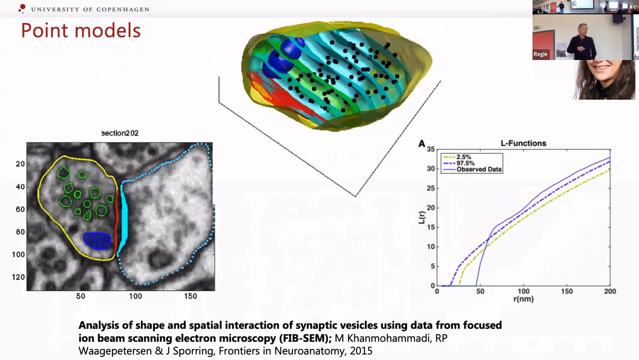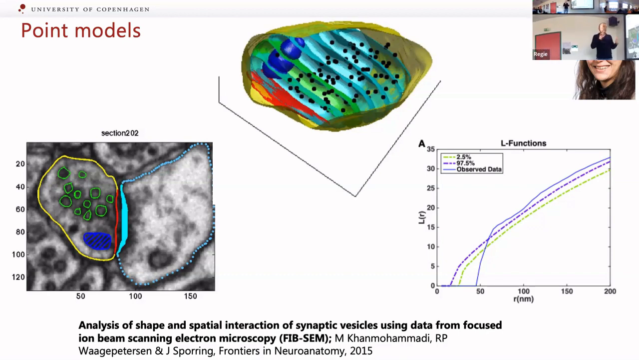Magda over here was a PhD student at this time. She's now in Norway, and she worked on this, so she did a lot of analysis. One of the things we did with this data was calculate these curves, the L functions you saw before. This is for a single synapse. There were lots of vesicles in this one. One of the things you can observe with this method is that they have a distance, a radius, that's much bigger than expected.